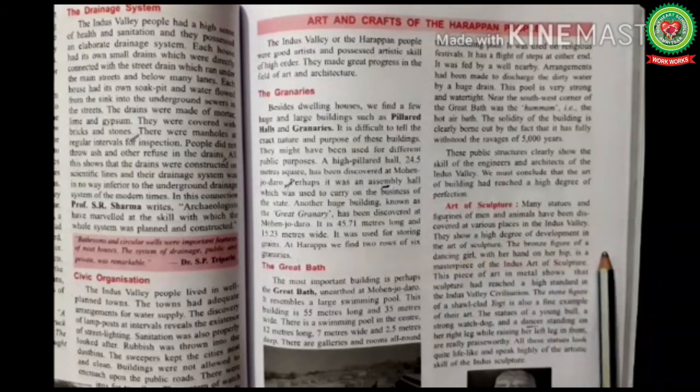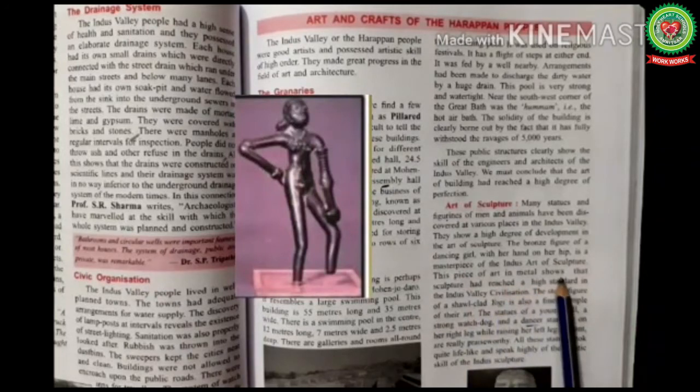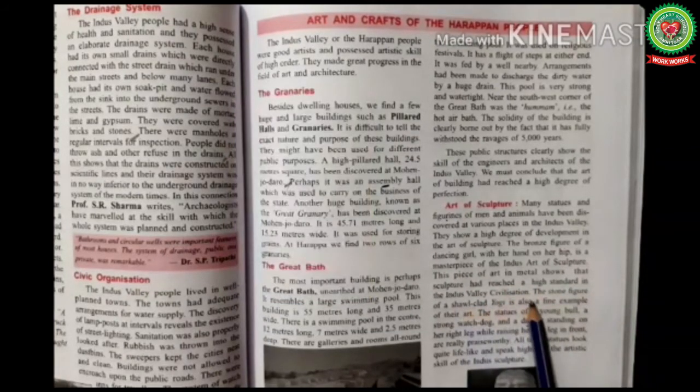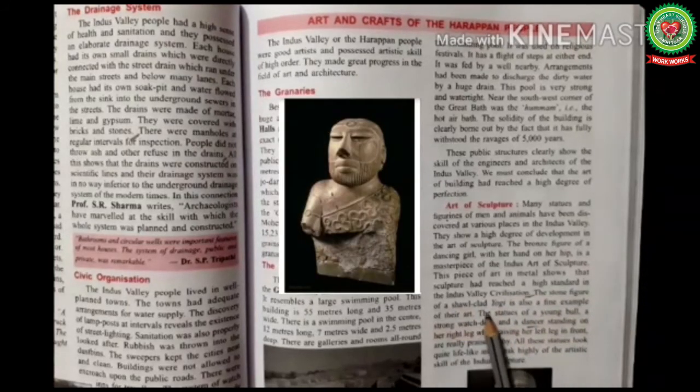The bronze figure of the dancing girl with her hand on her hip is a masterpiece of Indus art of sculpture. This piece of art in metal shows that sculpture had reached a high standard in the Indus Valley civilization. The stone figure of the shawl-clad yogi is a fine example of their art.